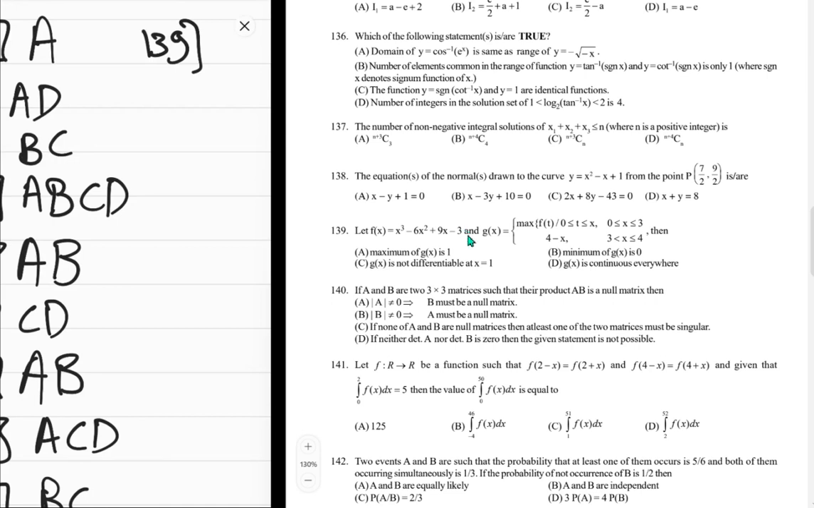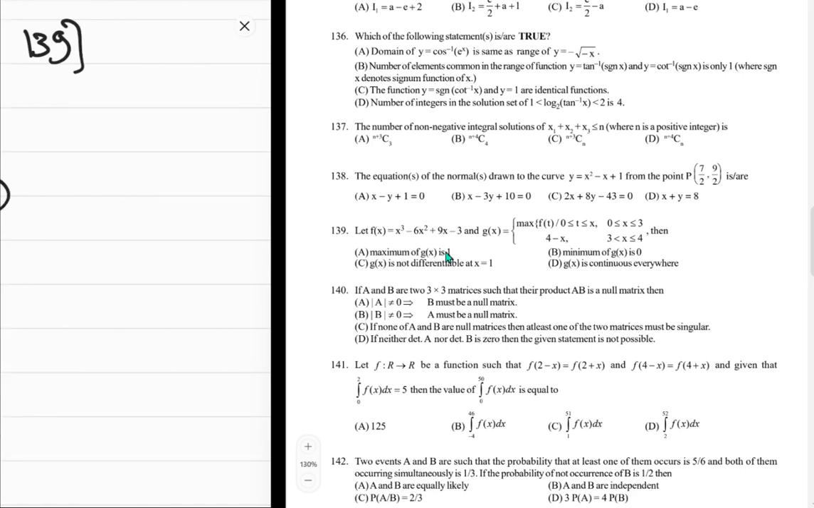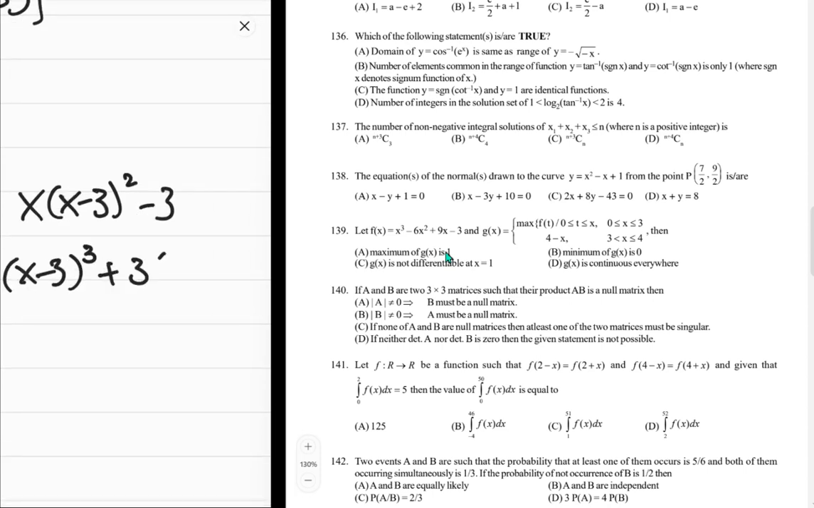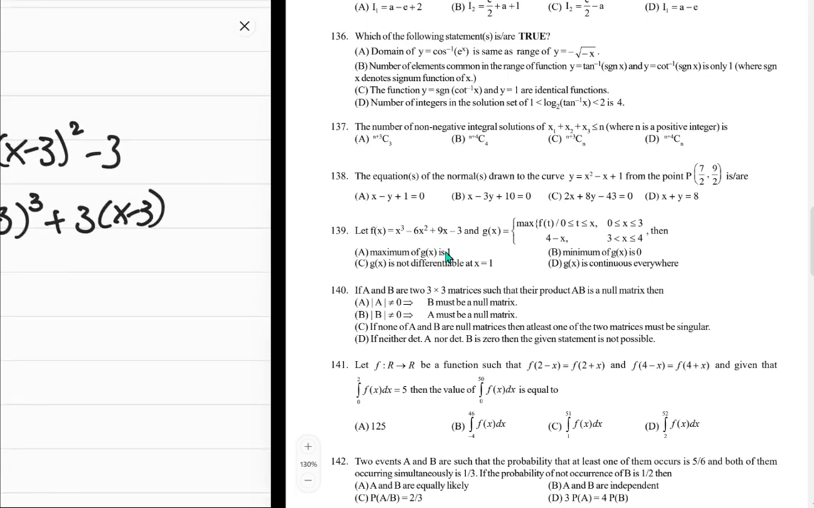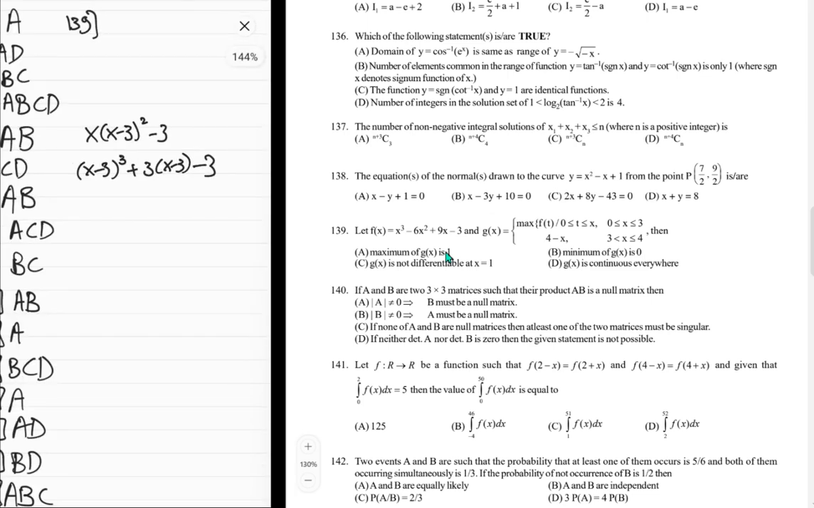So x cube minus 6x squared plus 9x minus 3. Yes, minus 6x squared is like 9. Oh, hey, that's nice. Maybe we can split it this way. Maybe, just maybe. So like x into x minus 3 squared, then that minus 3. So I'm thinking I write it as x minus 3 cube plus 3 into x minus 3 minus 3, right? And then I can call x minus 3 as t, whatever.